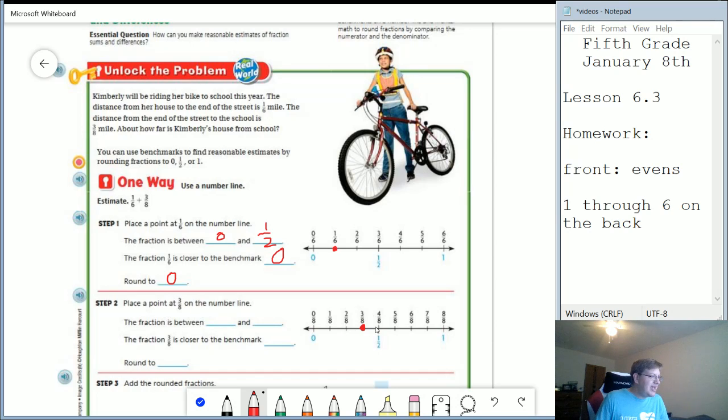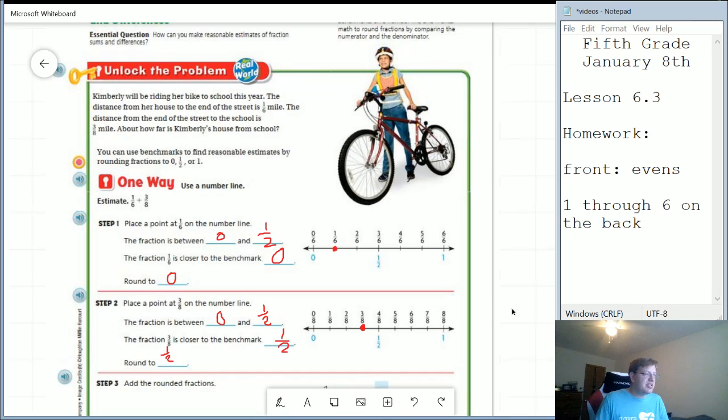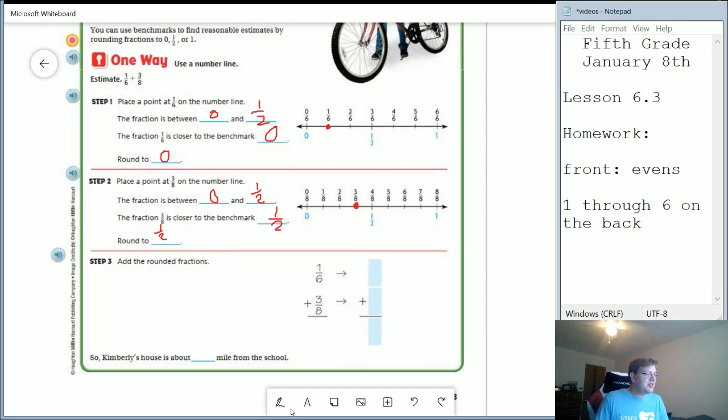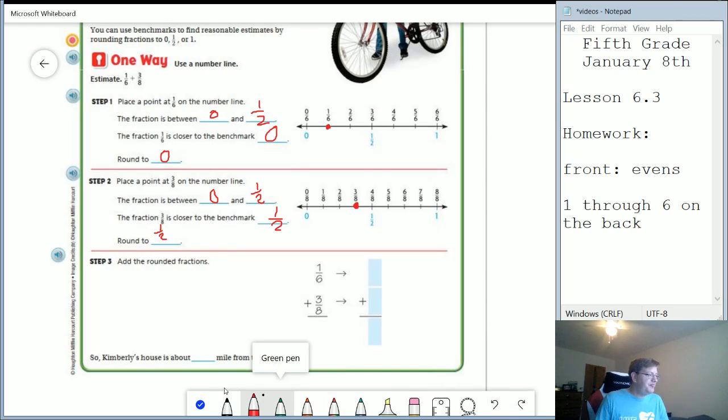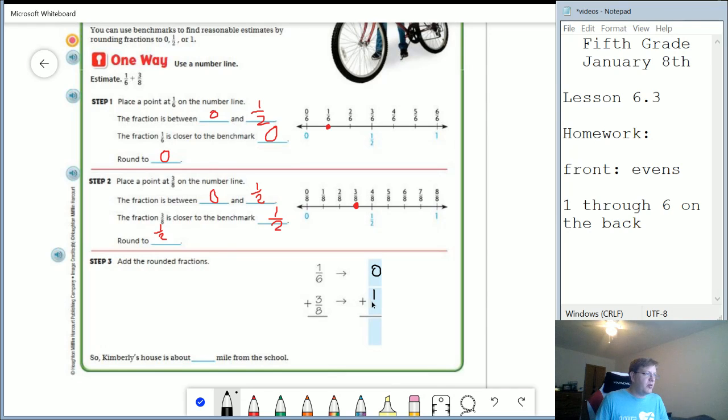All right, so 3/8 is going to be between 0 and 1/2. But this time we are much closer to 1/2 than we are to 0. So we're going to round to 1/2. And then we are going to go ahead and add those together. So this one is going to be worth 0. This one is going to be worth 1/2. And then when we add those together, we would get an estimate of 1/2.